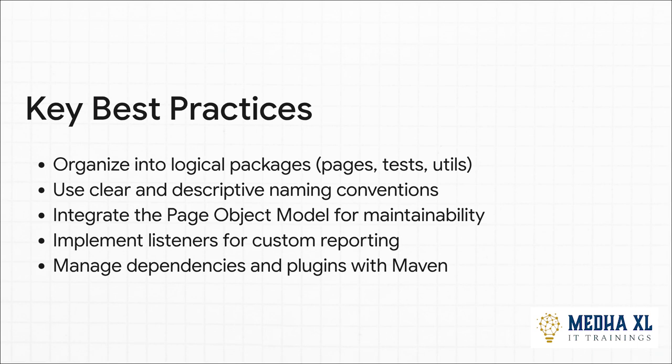First, basic organization. Logical packages and clear names mean anyone can jump in and understand what's going on. Second, you absolutely should use the page object model. This design pattern keeps your page selectors separate from your test logic, so when a developer changes a button ID, you only have to fix it in one place, not in 50 different tests. Also, set up listeners to do things like automatically take a screenshot whenever a test fails. And finally, use a build tool like Maven to handle all your project's dependencies. This guarantees that your build is consistent and repeatable for everyone on the team.